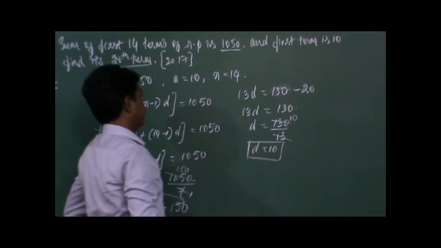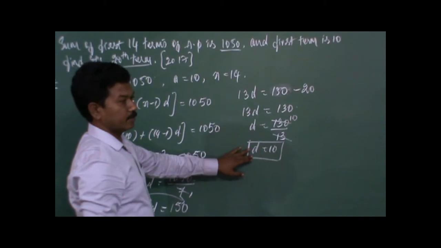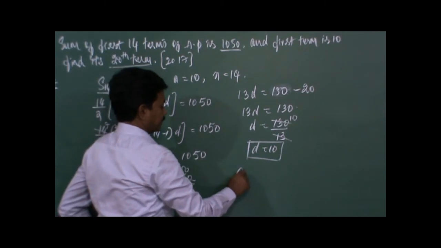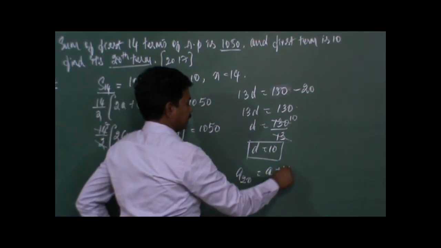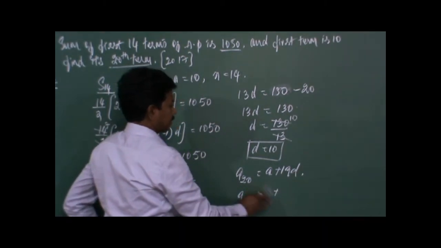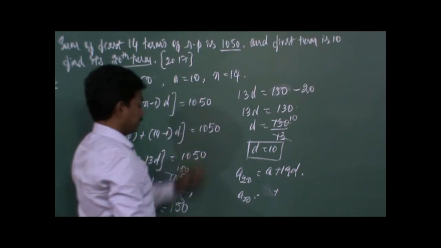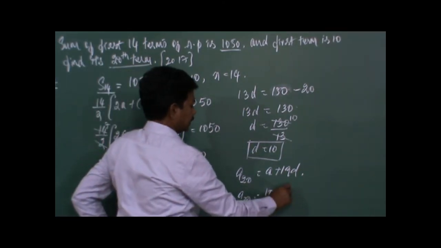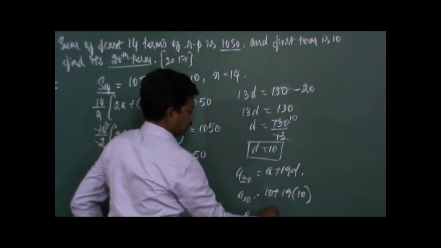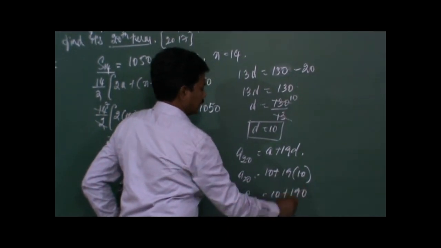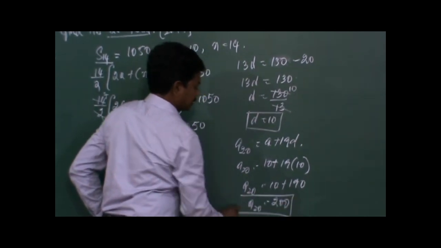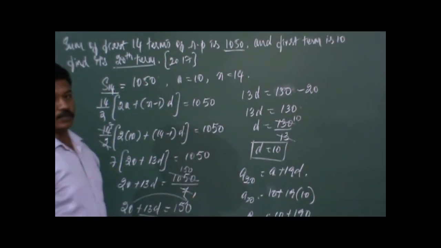So we have the first term, that is a, and we have the common difference, that is d. So you have to find the 20th term. So A20 can be defined as A plus 19D. So A20 is equal to A, that is A stands for 10, plus 19 into D, which is again 10. So A20 is equal to 10 plus 19 into 10 is 190, 190 plus 10, so A20 is equal to 200. So the 20th term is 200. So it is for 2 marks.